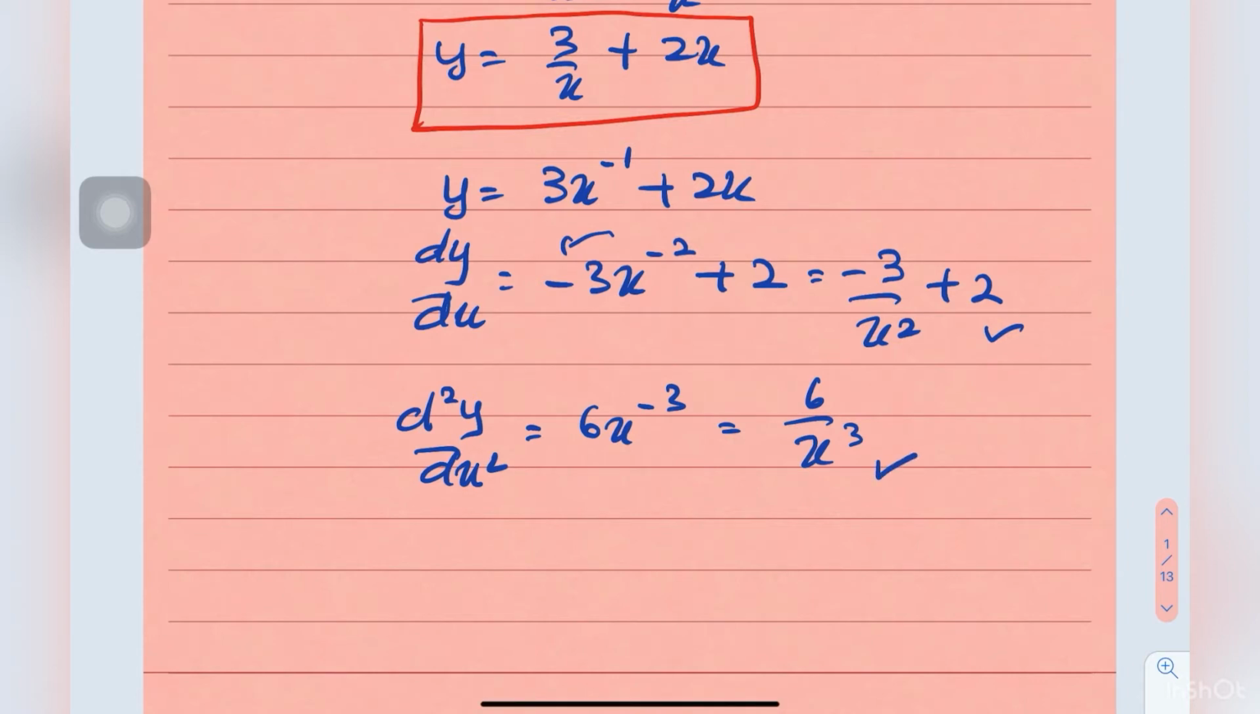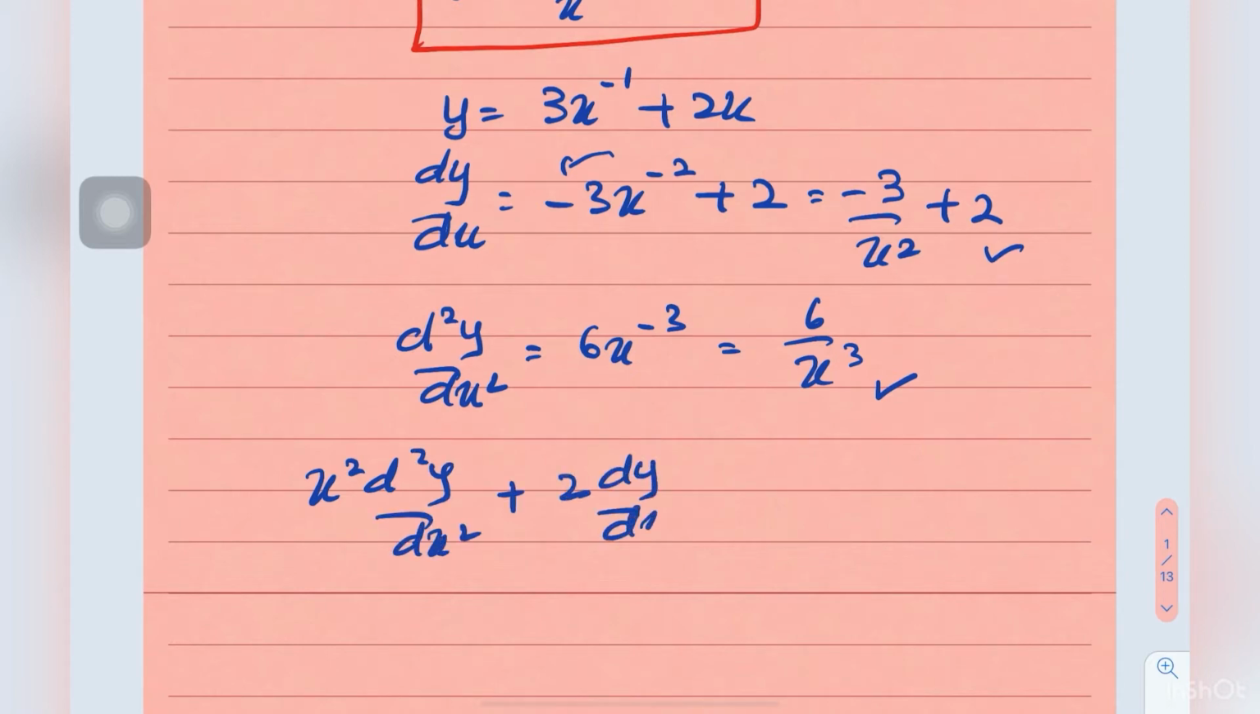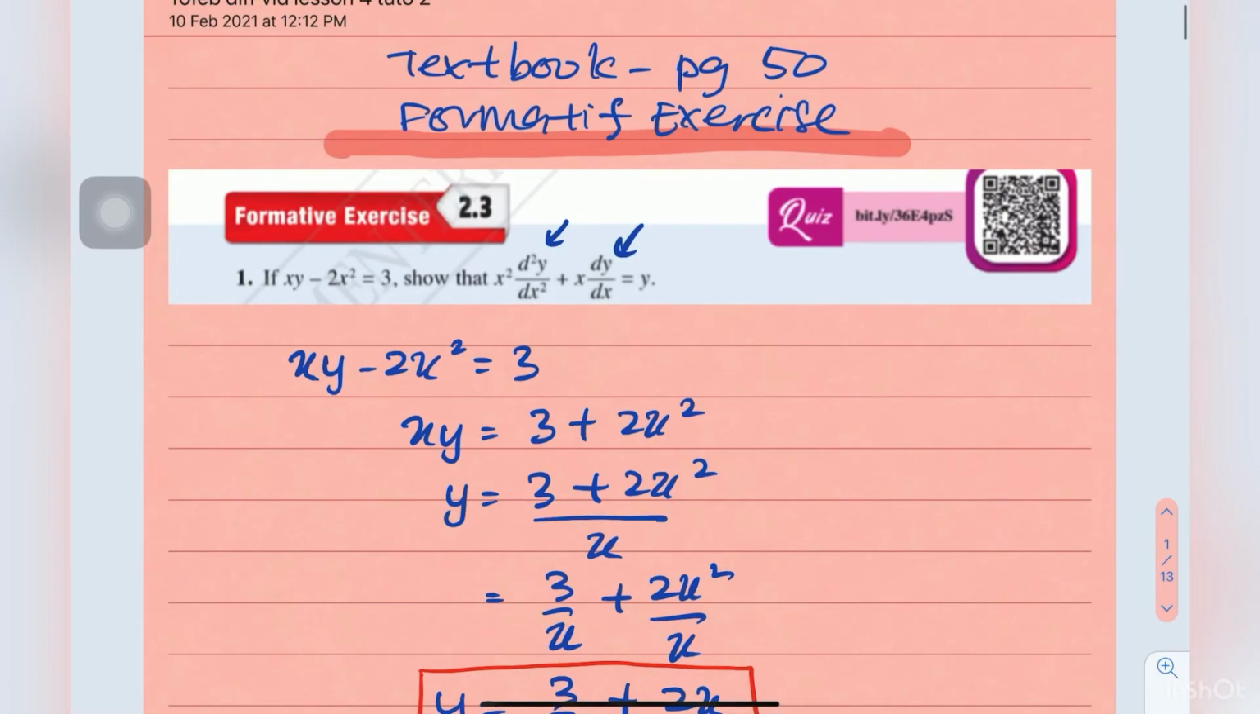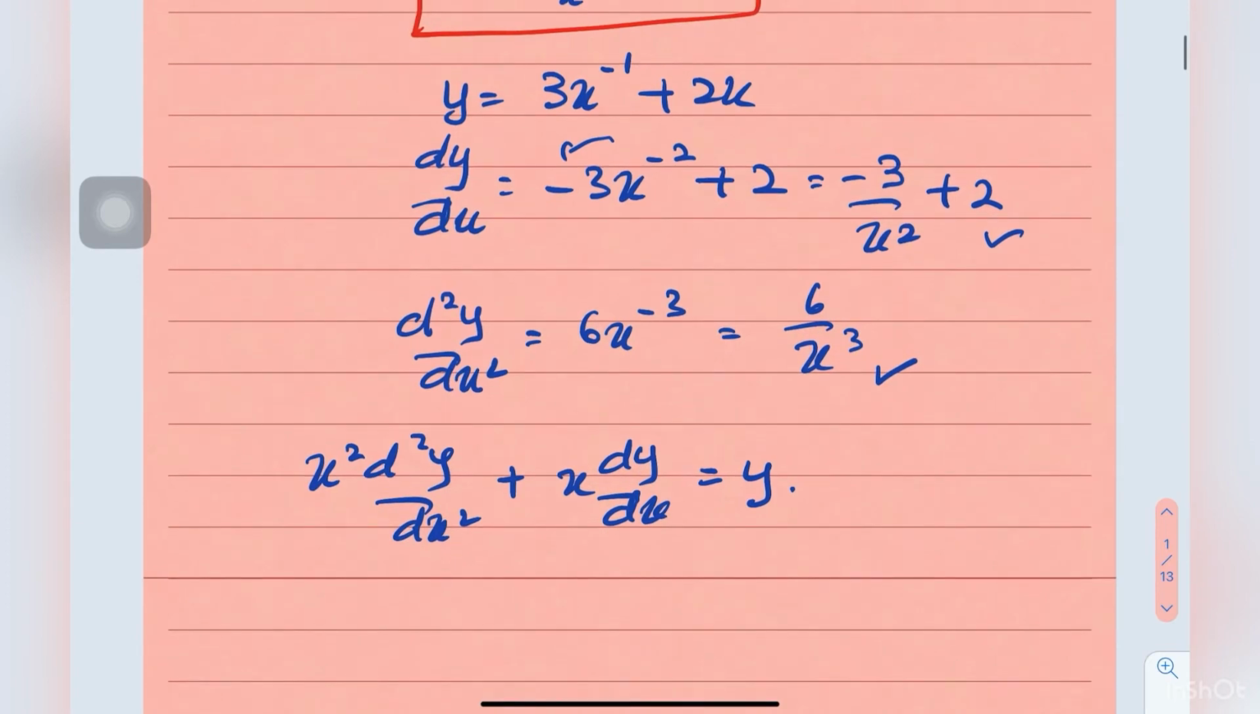So from the question you have to show that x squared d squared y dx squared plus x dy dx equals y. Sorry, this one is plus x dy dx equals y, from the question here. You have to show this one. So for this equation, you can substitute d squared y dx squared and dy dx.